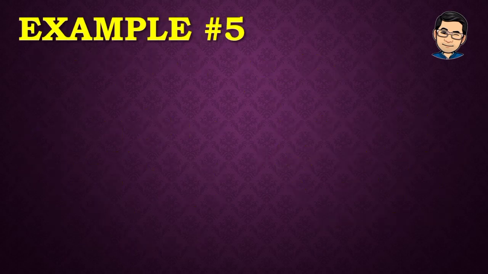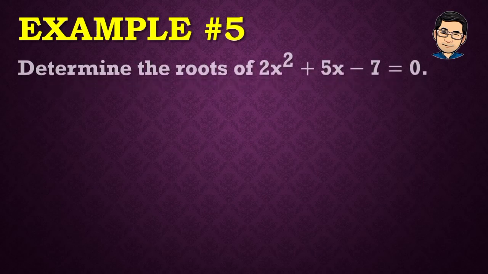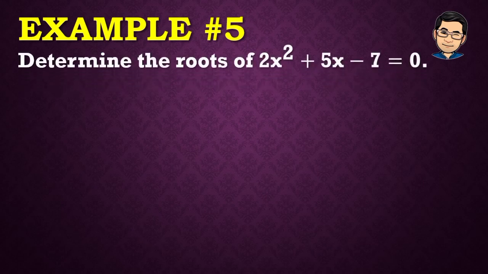So, let's have example number 5. Determine the roots of 2x squared plus 5x minus 7 equals 0. So, the first thing we need to do is to identify the values of a, b, and c. A equals 2, b equals 5, and c equals negative 7.